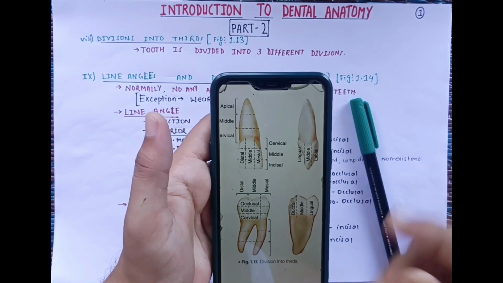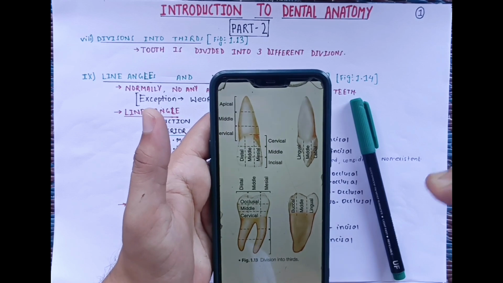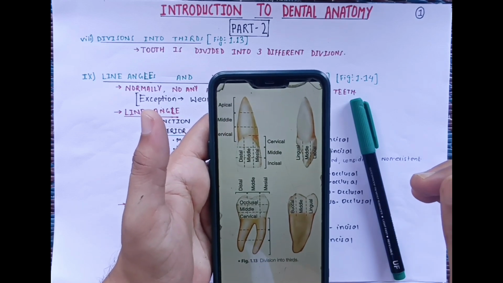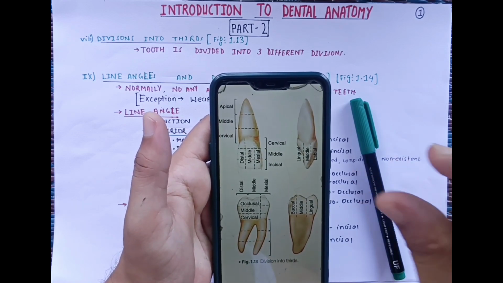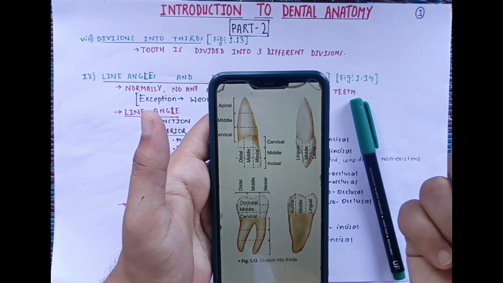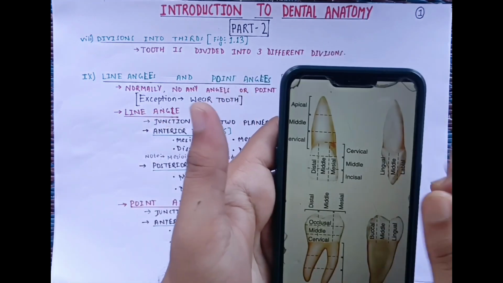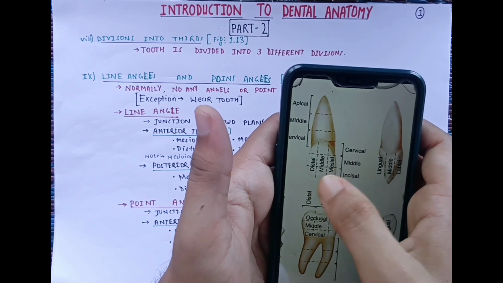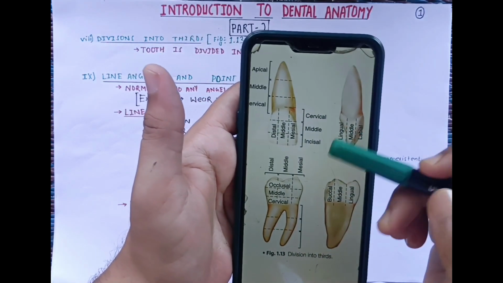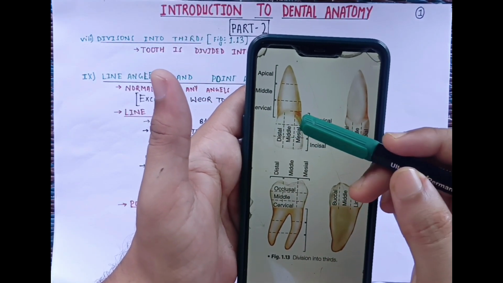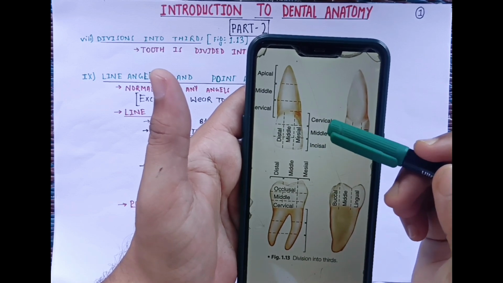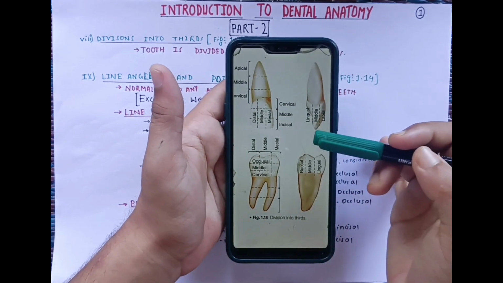divide the tooth by drawing 2 vertical lines and 2 horizontal lines. Okay, due to division by 2 vertical and horizontal lines, it gives 3 different parts. So in the crown, as we can see here, we have 2 horizontal lines dividing the crown into incisal, middle and cervical third.